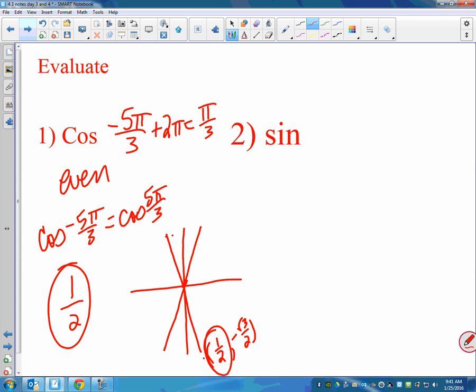So what about sine of negative 3π/4? Try to do the third. Let's just go to the fourth. No, that is negative 3π/4.